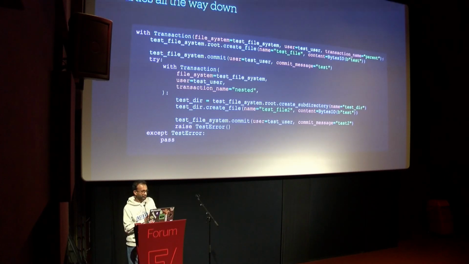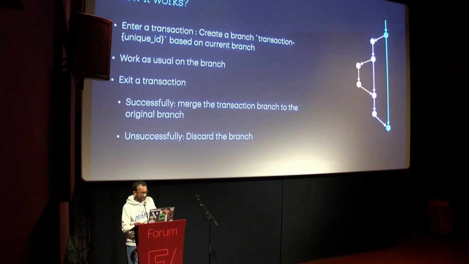It took a lot of head scratching, but in the end, I think we have landed on a very, very simple and elegant solution. So this is how it works. When you enter a transaction context, we create a separate branch based on the branch you are currently in. Any operations you do inside the transaction are done on the transaction branch and not the original branch. And when you exit the transaction successfully, we just merge the transaction branch back to the original branch.